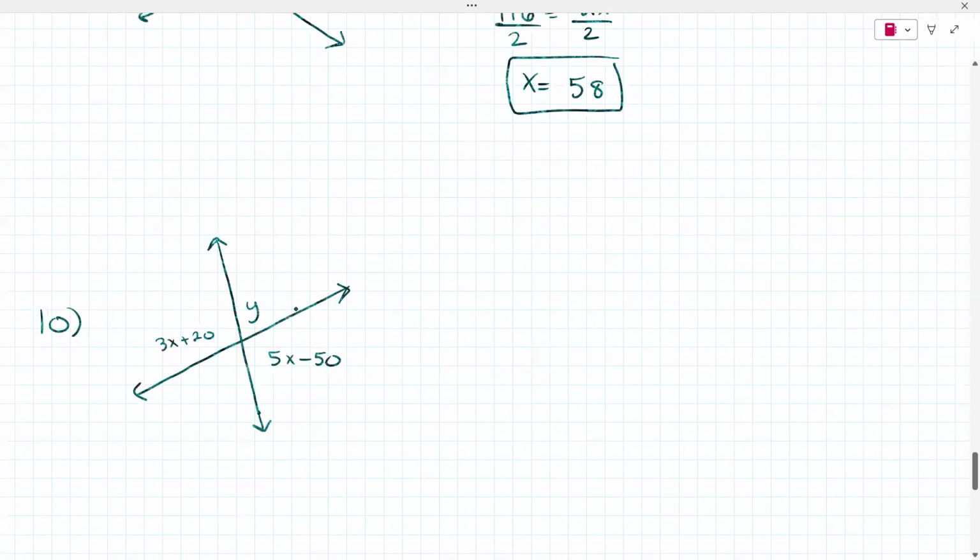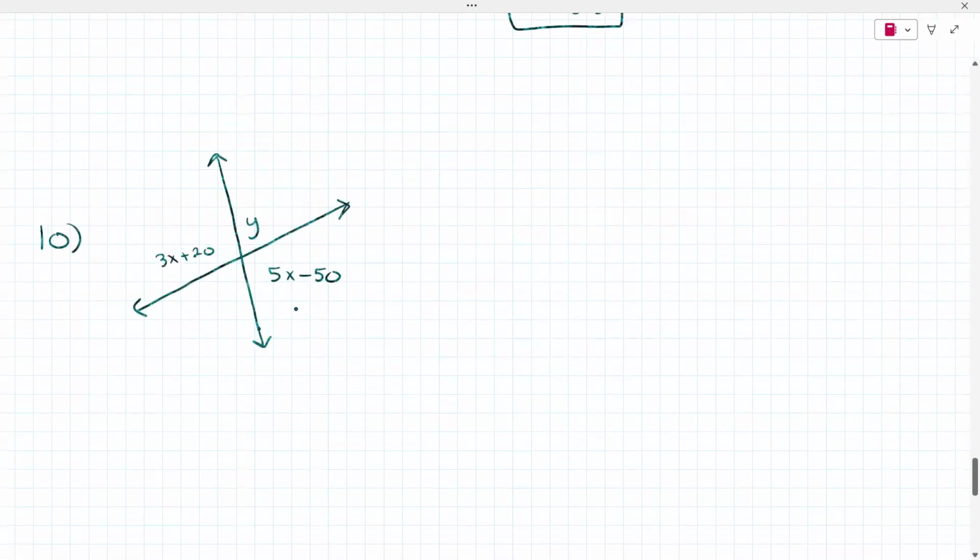Okay, let's move on to 10. So in 10, we also have two vertical angles, right? So this angle is congruent with this. So you can say that 3x plus 20 equals 5x minus 50. And then you just solve for x.